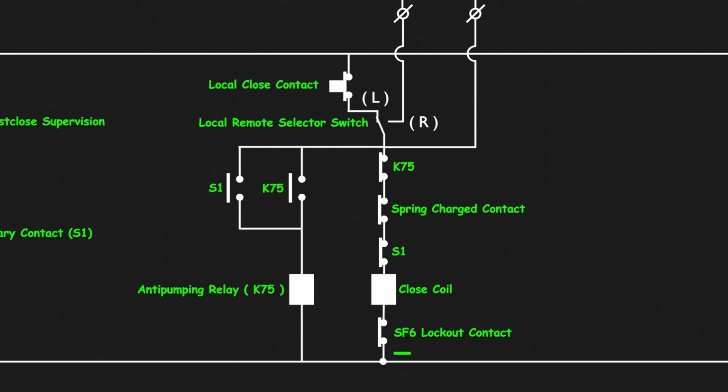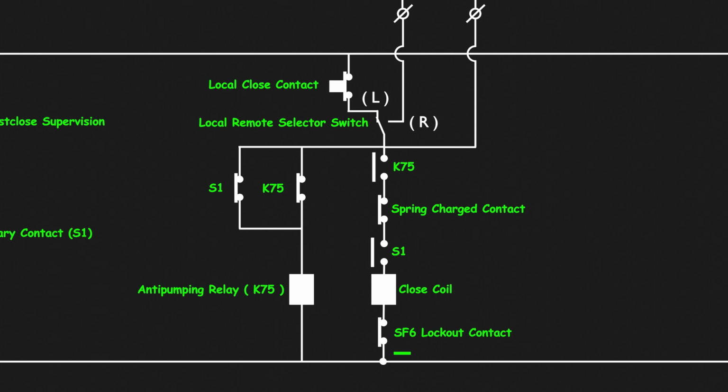and the closing operation is initiated. Once the breaker is closed, the normally closed auxiliary contact, which is in series with the closing coil, opens, and the normally open auxiliary contact, connected in series with the anti-pumping relay coil, closes. As a result, the anti-pumping relay gets energized. When this happens, the normally open anti-pumping relay contact closes. The normally closed anti-pumping relay contact opens. This breaks the closing circuit, so even if the closing switch is still held down, no further closing pulse is applied. This is the function of the anti-pumping relay.